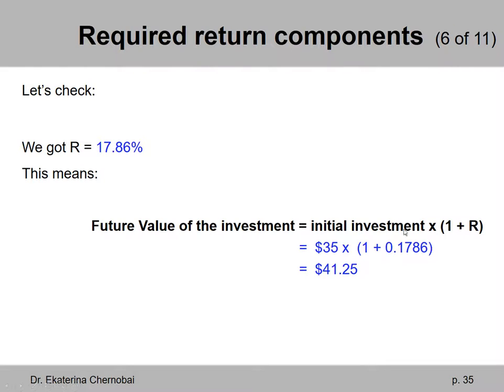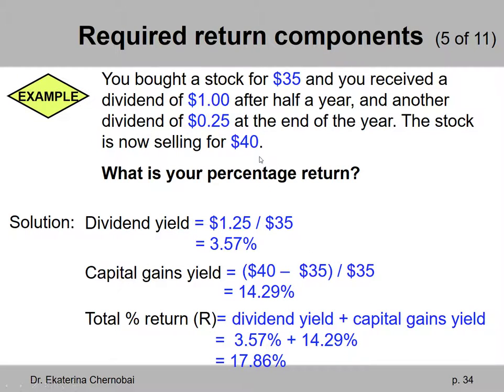What was our initial investment? That is $35 paid at the beginning of the year to buy one share. And then we multiplied by 1 plus 0.1786, the total annual return on our money. What do we get? 41.25. Let's go back to the problem. Where did we have 41.25?